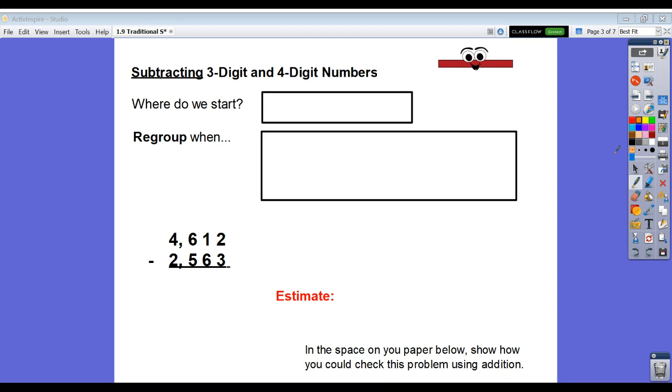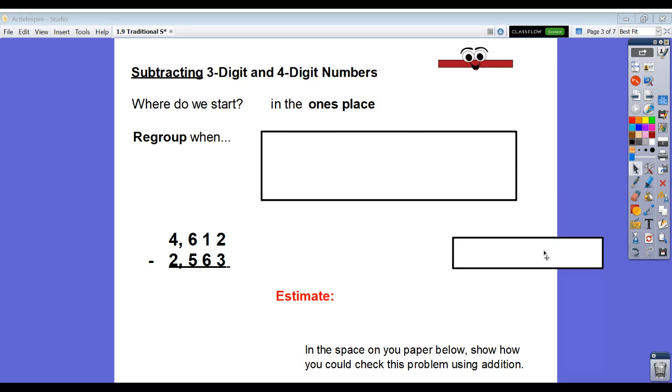So where do we start when we're subtracting numbers? Raise your hand if you know. Alba? Excellent. Just like with addition, in the ones place. Write that down, please, in the box on the top there. We start in the ones place.